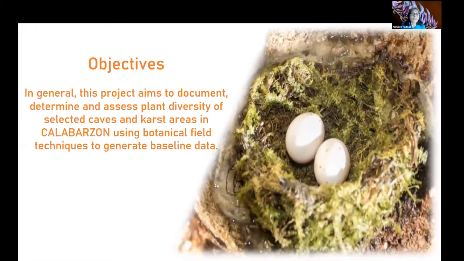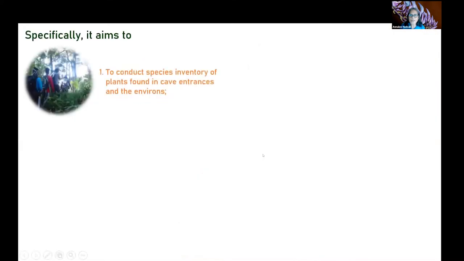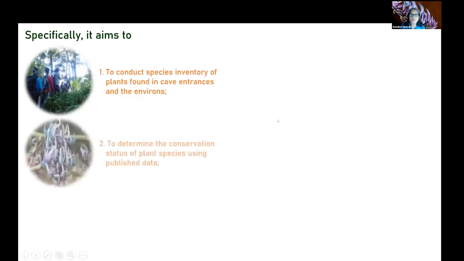Okay. So in general, this project aims to document, determine, and assess plant diversity of selected caves and karst areas in Calabar Zone using botanical field techniques to generate baseline data. Specifically, it has six specific objectives. First is to conduct species inventory of plants found in cave entrances and the environment.